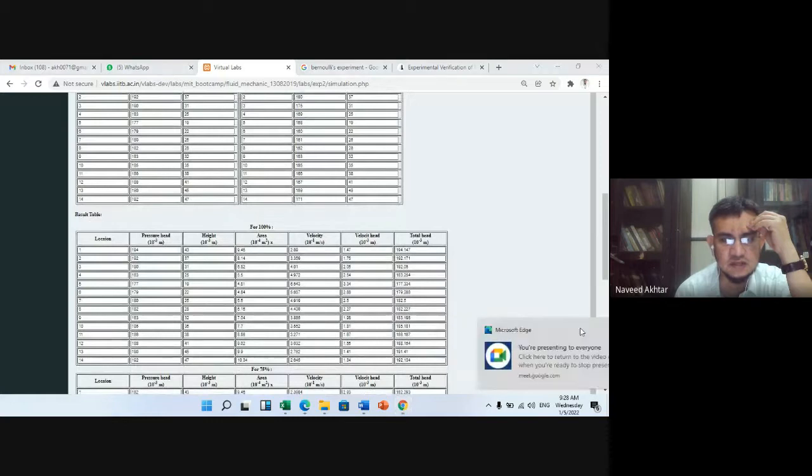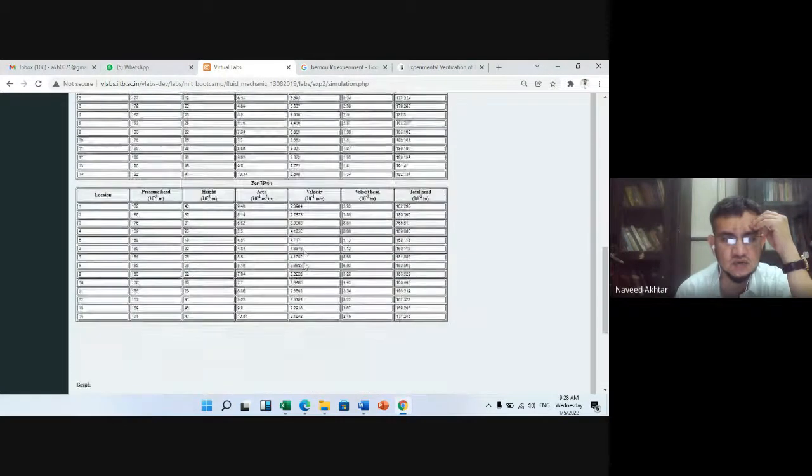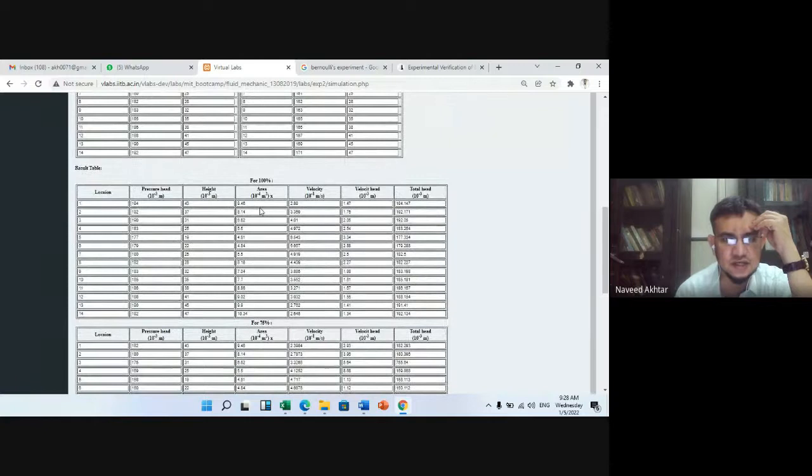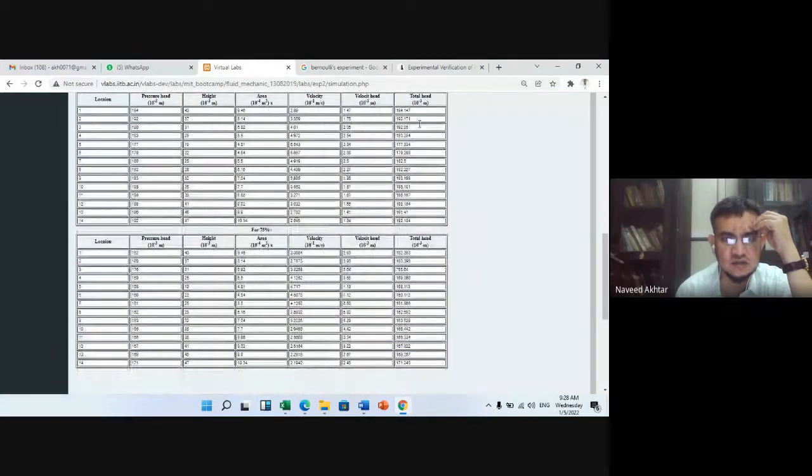Now here, after the reading, you know the discharge, you know the area, so you can calculate the velocity. For each section, we calculate the velocity head, v squared upon 2g, which will be known. Then you can find out the total head. So here the pressure head, the height, and the area give the velocity head for the 75% flow, and the total head is nothing but this pressure head plus velocity head.